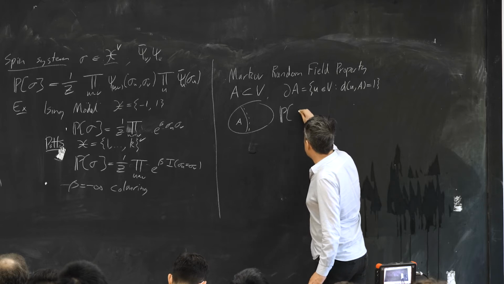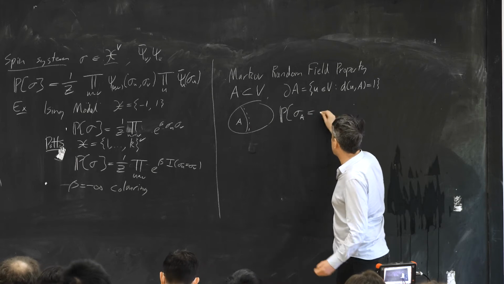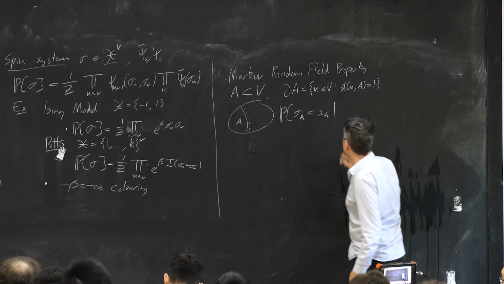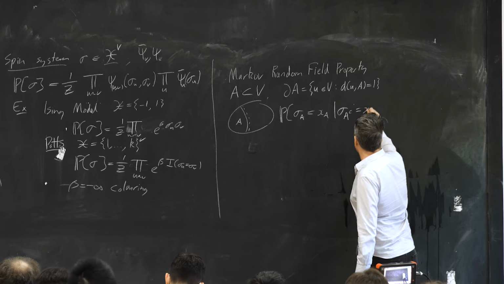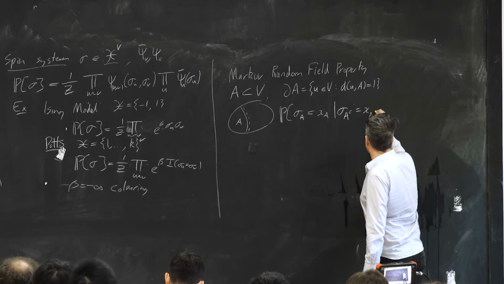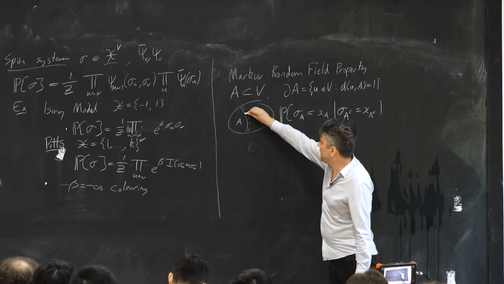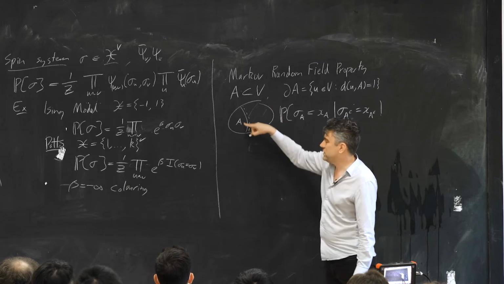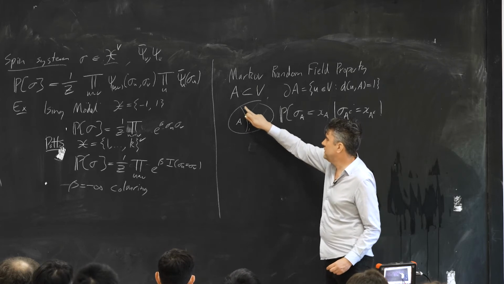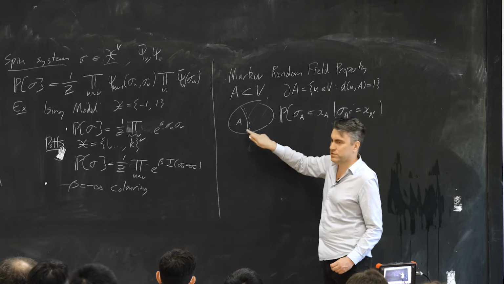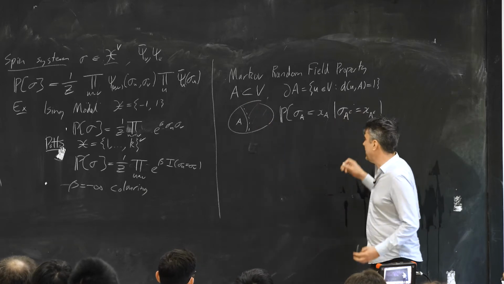So if I look at the probability that our random configuration, or our random coloring, say, takes some value in A given its value in the rest of the graph. So if I specify the coloring everywhere else, then the distribution here should just be a uniform coloring, provided you don't violate any of the edges between A and A complement. So it should really only depend on what's happening on the boundary. And indeed, this is the case.